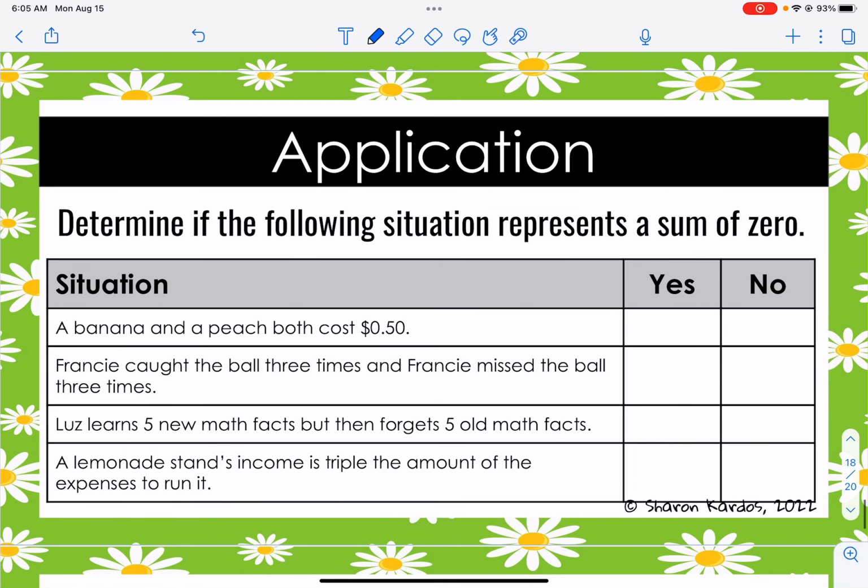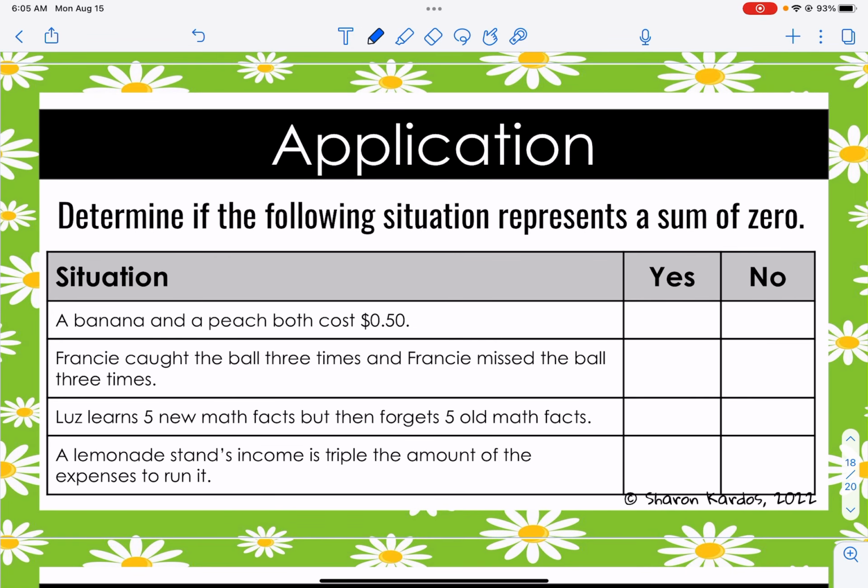I'm going to give you a minute. You can pause the video, think through each one of these scenarios, and see if you can decide, does it represent a sum of 0 or not? This would be your check for understanding.